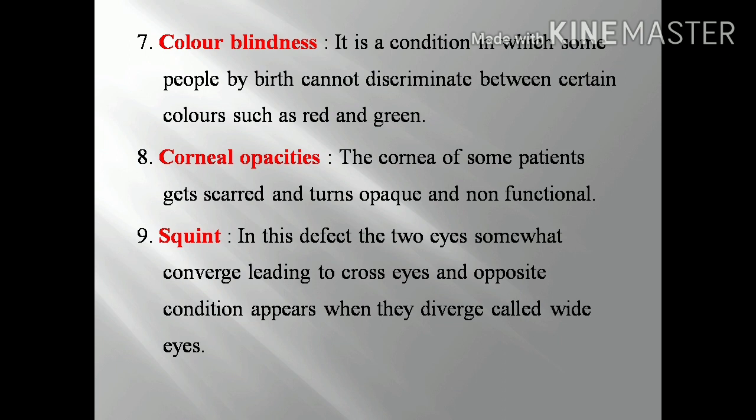Next, squint. In this defect, the two eyes somewhat converge, leading to what is called cross eye. An opposite condition appears when they diverge, called wall eye. Both conditions may cause double vision or diplopia. Surgery and suitable exercise can correct this defect.